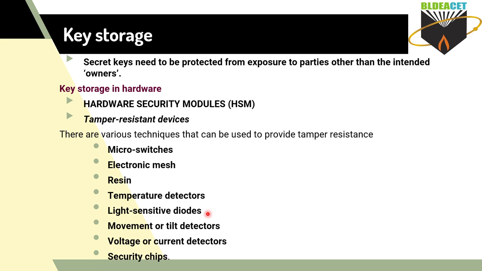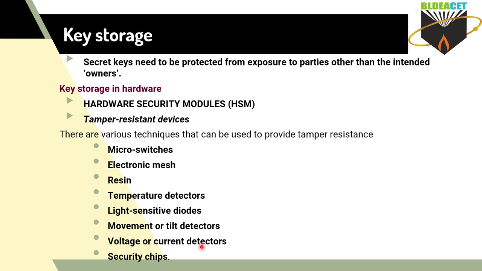From that alarm you get an alert that someone is trying to tamper with your hardware device, because it is a hardware device. That's why tamper resistance is very important here. Or movement or tilt detectors, once again sensors. If anyone tries to move or tilt that device, these sensors will sense it and give an alarm or a message to the owner.